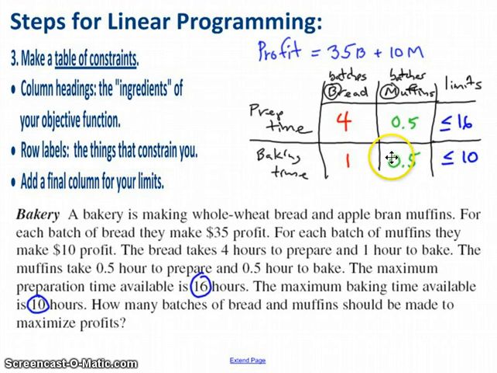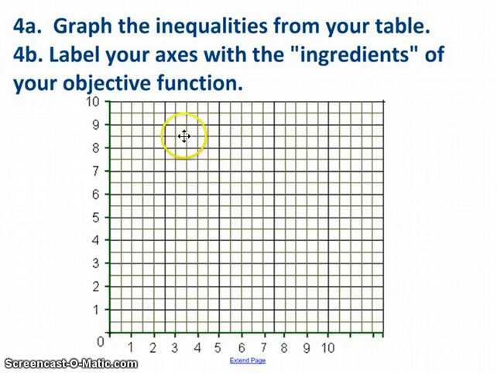Well, I said before, there's a limit on prep time. The maximum prep time available is 16 hours, so it's a less than or equal to. And the maximum baking time is 10 hours, again, less than or equal to. These now are going to become inequalities that you're going to work with. Your next step is going to be to graph those inequalities from your table.